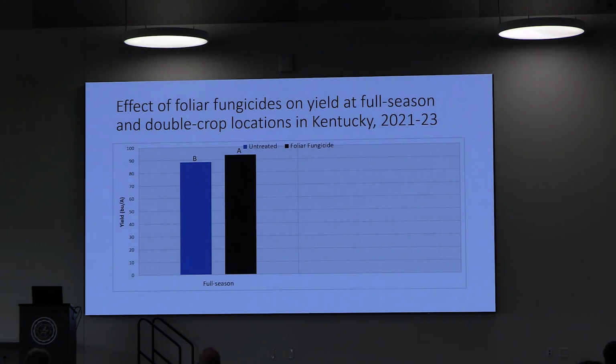So this is looking at full season. This is our untreated in the blue versus the foliar fungicide in the black. And we saw a 5.4 bushels an acre yield response from these Kentucky data.